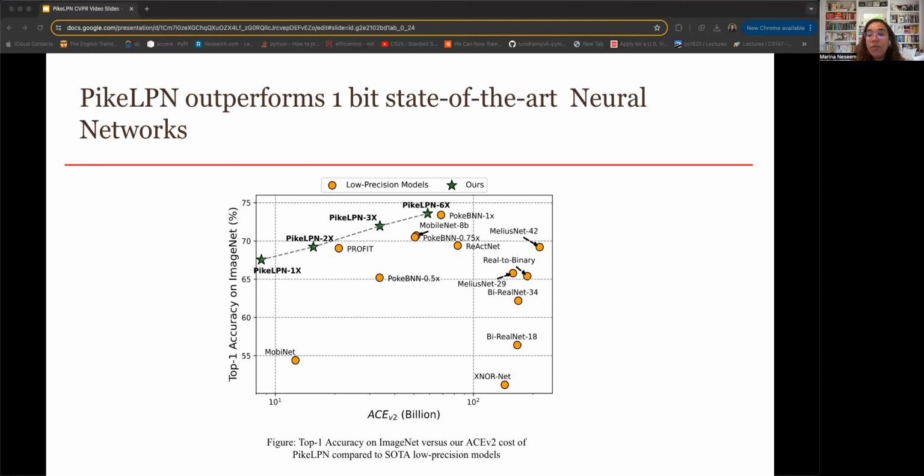Now to show a quantitative result of how PikeLPN performs. This figure here shows the ACE-V2 cost on the x-axis and the accuracy on the y-axis. We can see that our PikeLPN models achieve a Pareto optimal performance compared to other baselines. Those baselines are mostly binary models from literature, and we meant to include them here to show how efficient our model is. And our conclusion is PikeLPN can actually outperform 1-bit state-of-the-art neural networks like PokeBNN.